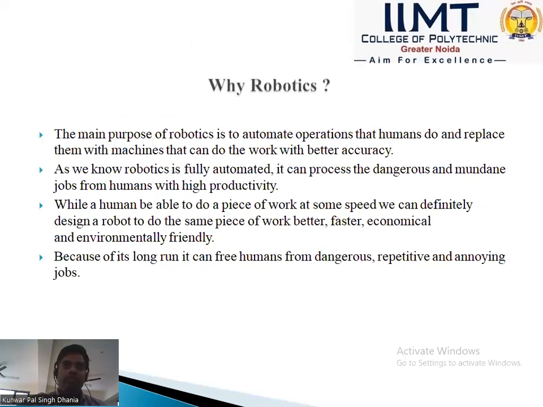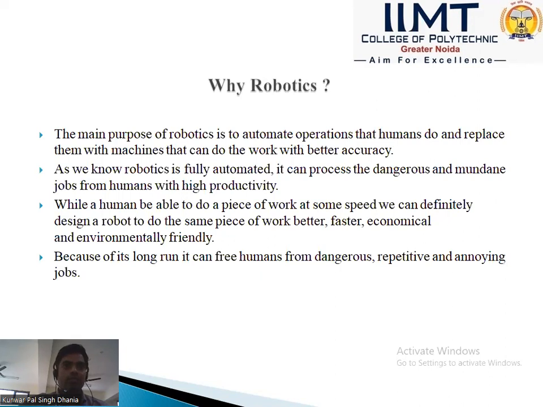The question is, why robotics? The main purpose of robotics is to automate operations that humans do and replace them with machines that can do the work with better accuracy. There are two requirements of automation: we get higher accuracy in the product, and we get high production. So that's why we use robots in the industry.